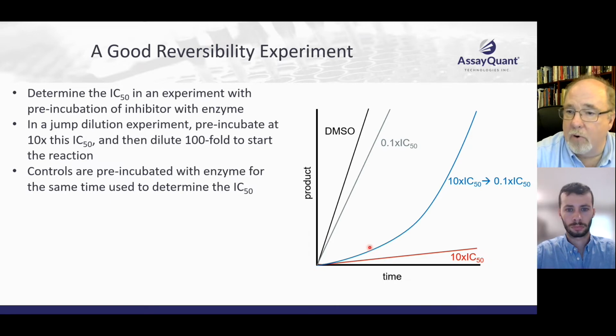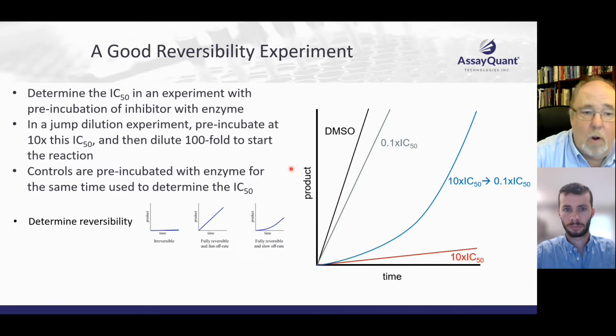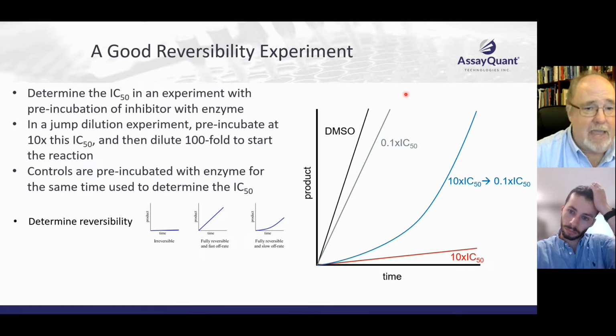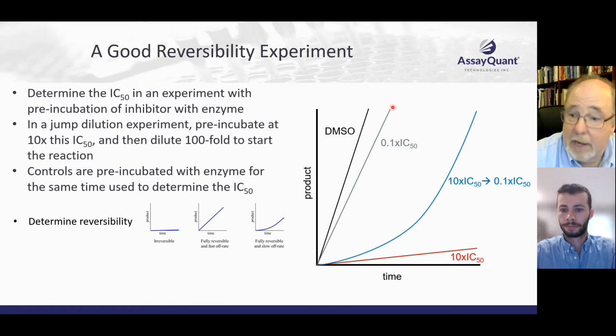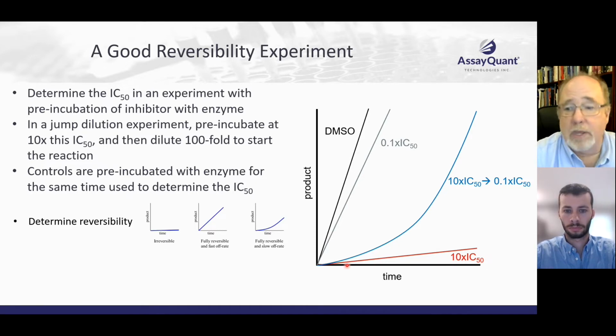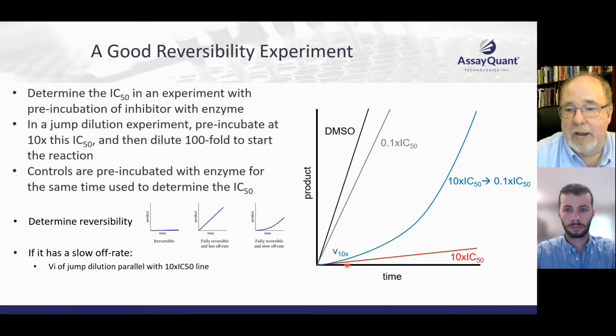And the progress curve for the jump dilution, this slope at the very beginning is the very same as this control slope, and at the end, this slope is exactly the same as this slope, which is 10-fold under the IC50. And so now it's all about determining the reversibility. If it looks like this, that's a slow off rate reversible inhibitor. If it's right on top of the 0.1x IC50 line, that's fully reversible and very fast off rate. If it's right on top of this control, then it's in essence irreversible, or so slow that you can't tell in this part of the reaction.